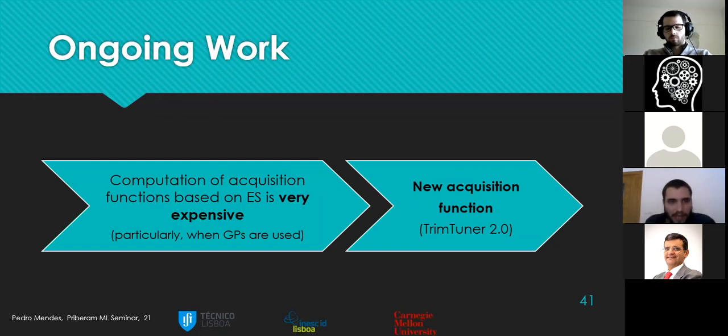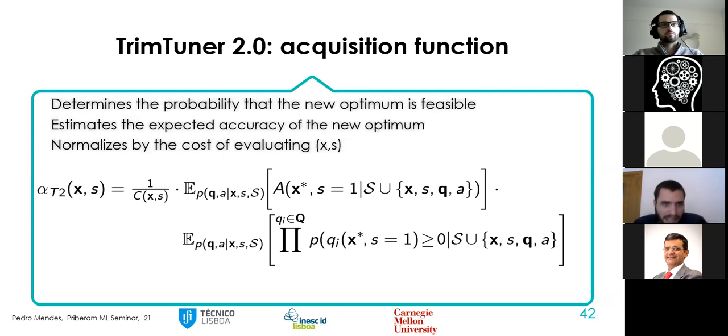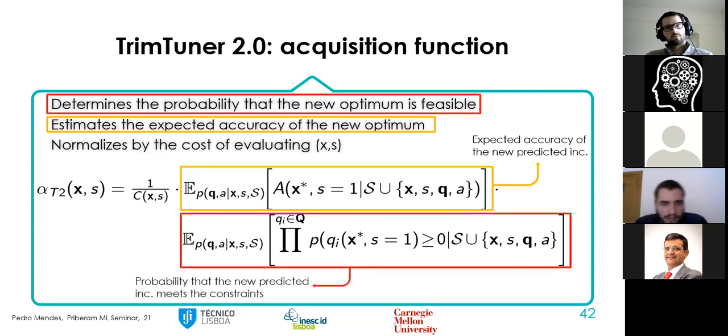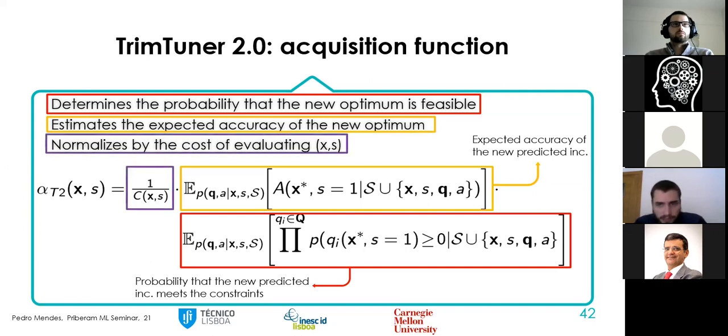So we try to tackle this problem, and we see that the computation of the acquisition functions based on entropy search, both in Fabulous and TrimTuner, is very expensive. And so we propose a new acquisition function that, instead of computing the entropy search information gain, tries to estimate the expected accuracy of the new predicted incumbent. So it tries to estimate the quality of the new incumbent, and it multiplies by the probability that the new predicted incumbent meets the constraints, and it's normalized by the cost. And to compute this acquisition function, we also need to simulate the models as in the previous acquisition function in order to estimate the impact of evaluating a configuration x.